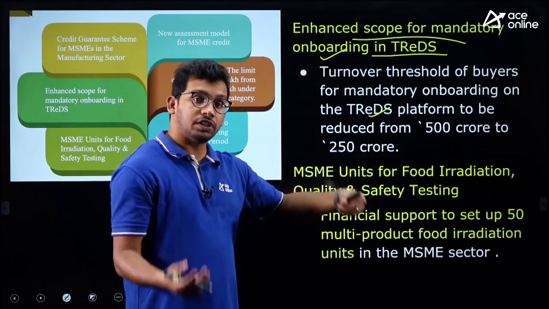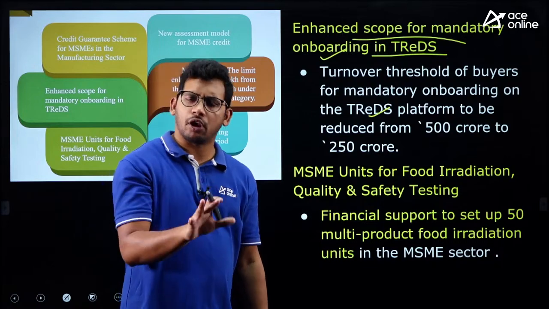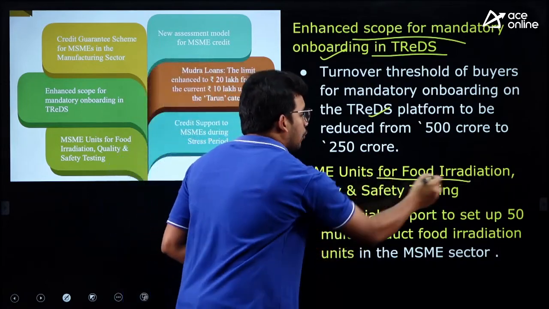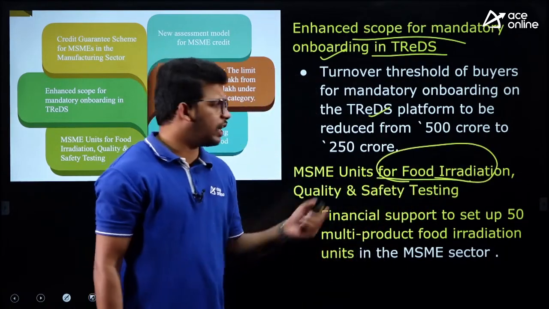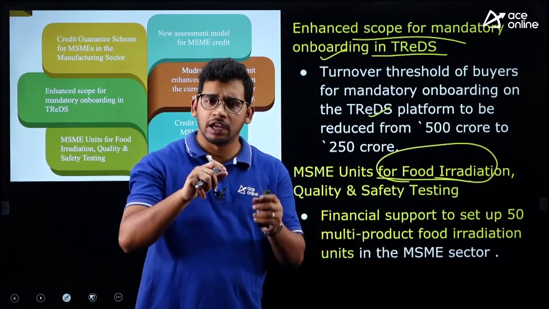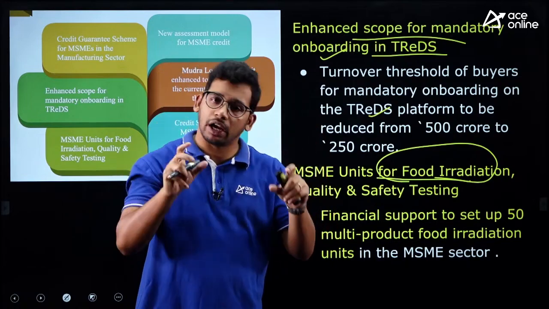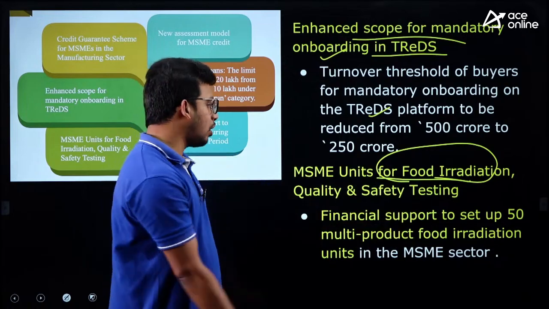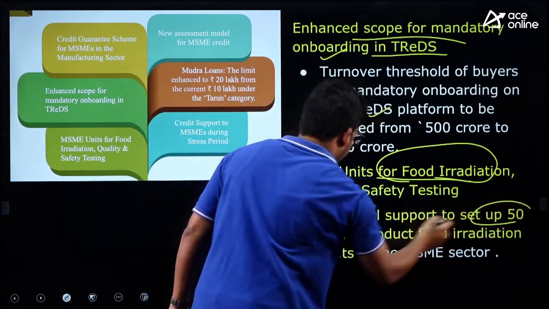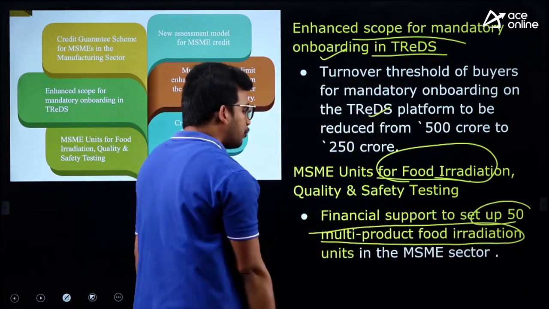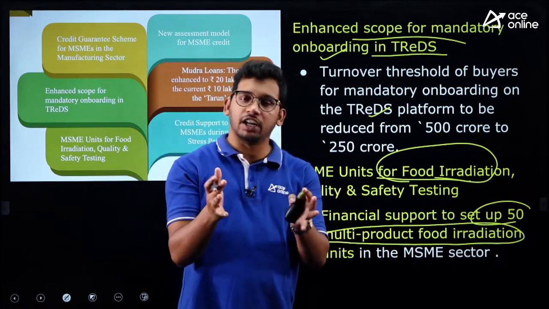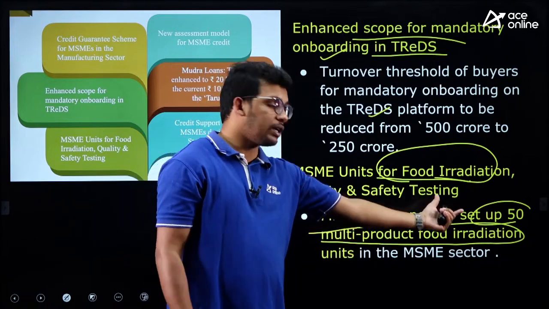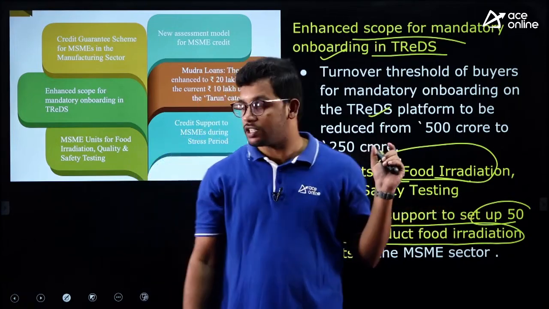And then MSME units which are focused on food. There are a lot of small businesses in food also, like packing and all those things. For that, food irradiation is going to be encouraged. Food irradiation means using electromagnetic rays to increase the shelf life or the quality of food. So the government is going to encourage safety testing, food irradiation and all. Financial support for setting up 50 multi-product food irradiation units. So there need to be food irradiation centers to test or to give more shelf life to the food. The government is going to create 50 such centers.